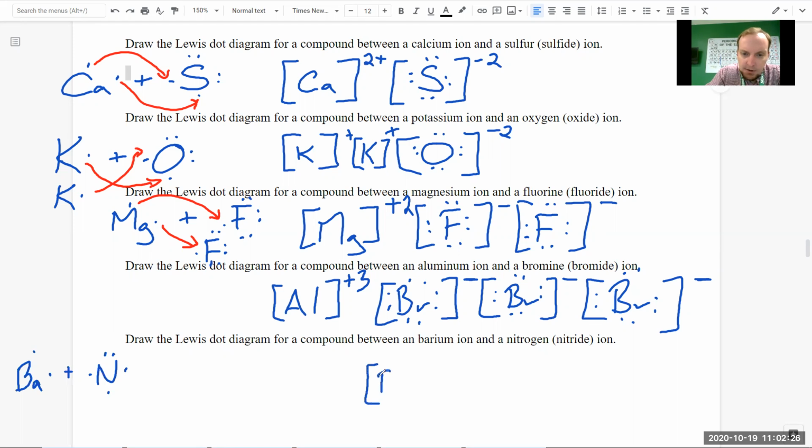So let me go ahead and put my barium here. All right, so the barium is going to go ahead and give up. Let's just take a stab at this. I'm going to move one there, so the left side's full.